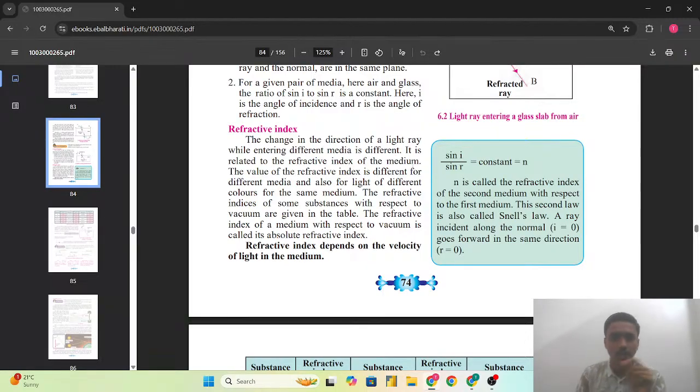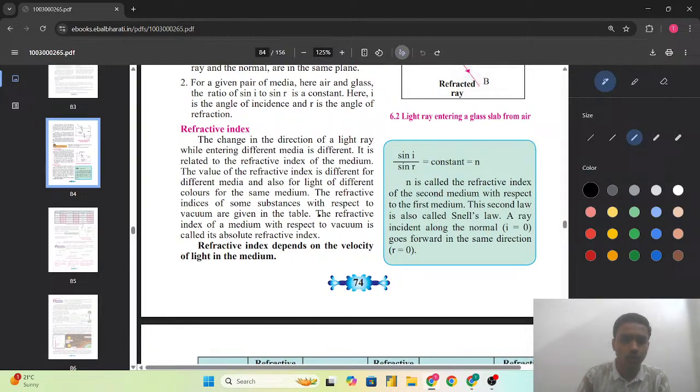So, it is related to the refractive index of the medium. The value of the refractive index is different for different media, and also for light of different colors in the same medium. The refractive indices of some substances with respect to the vacuum are given in the table. The refractive index of the medium with respect to the vacuum is called its absolute refractive index. So the refractive index of the medium with respect to the vacuum is called the absolute refractive index. This may be asked in the complete-the-following questions.